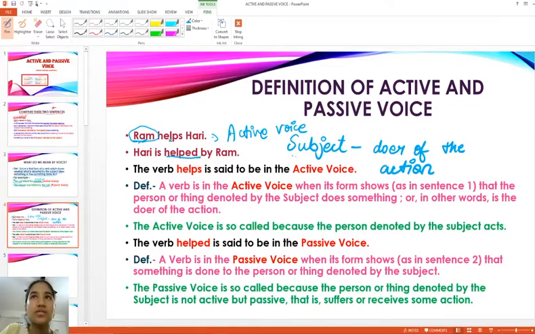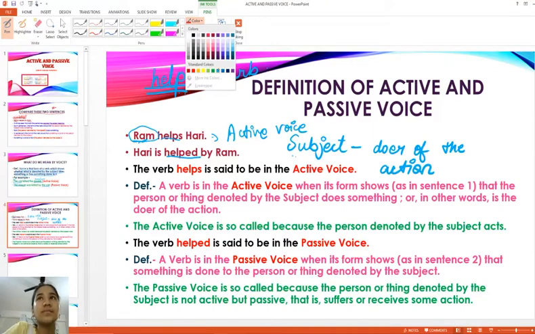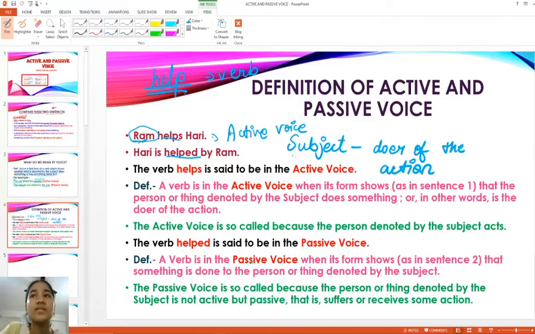So here you see the same verb, help. It has turned into active and passive both. But how? That's the basic question. The verb helped is said to be in passive voice. A verb is in the passive voice when its form shows that something is done to the person or thing denoted by the subject, as in sentence 2.